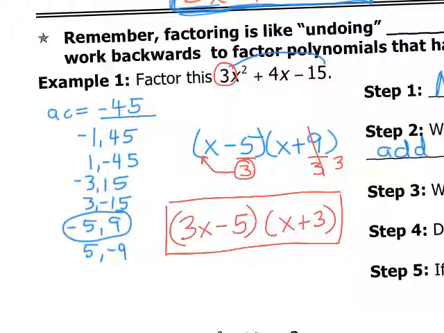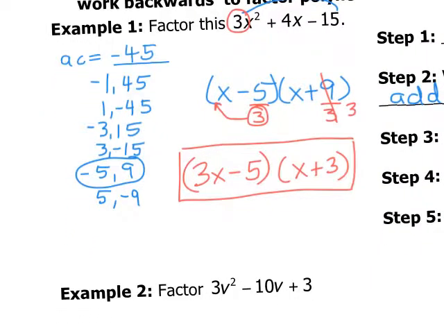So one added step in the beginning, you got to do AC. One added step at the end, you got to divide by A and then deal with the denominators if there are any. Okay, let's look at another example here.